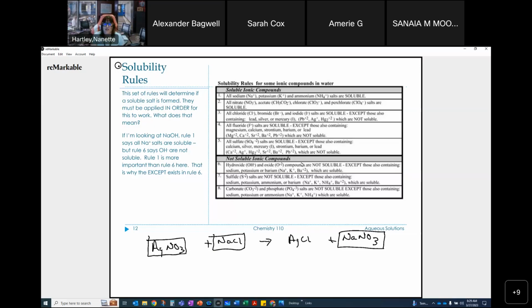And then we get down and it says all chloride, bromide, and iodide salts are soluble except those that contain lead, silver, or mercury. And so because this one contains silver, it is an insoluble salt. Okay? That's why it precipitates out. Okay? But again, we need to make sure that we're paying attention to the order in which these are applied. So if it's soluble by the first rule, then we don't need to look beyond that. Question about that?